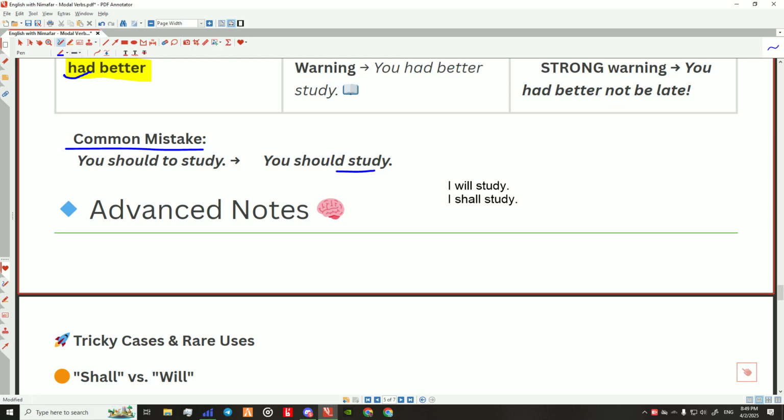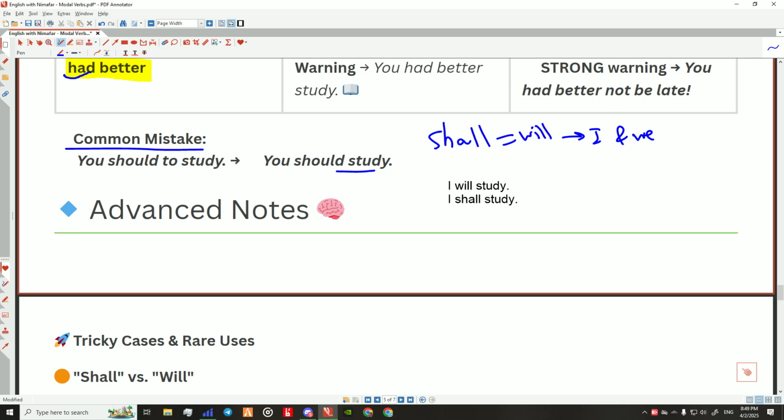Shall, 100% we can say, shall means will, the same. I shall, I will, the same. For I and we. Just for I and we. I shall do means I will do. He shall go, we shall go, we will go. Exactly, shall and will, just for I and we.